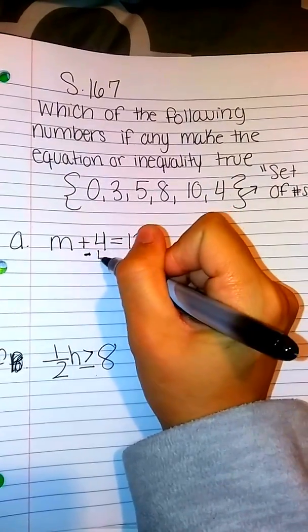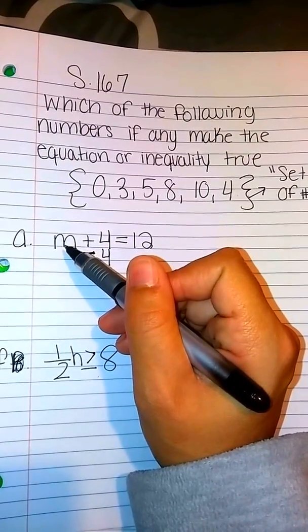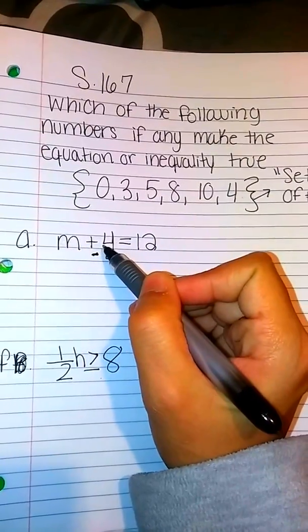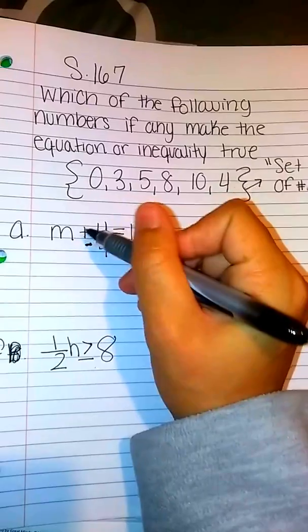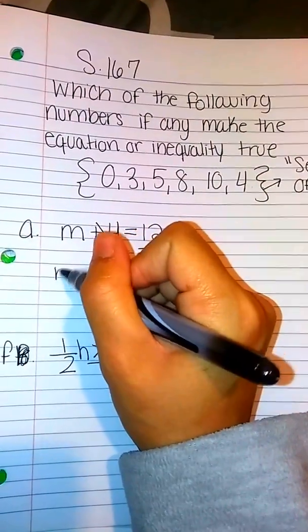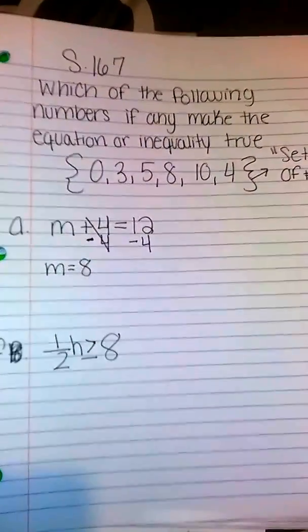So we're going to do minus 4, and once again we're doing minus 4 because we're trying to isolate this variable, meaning getting it alone on one side of the equal sign, so you have to do inverse operation of plus 4, which is minus 4. That cancels out. Do minus 4 on this side. You have m equals 8. Now, this is not your final answer.